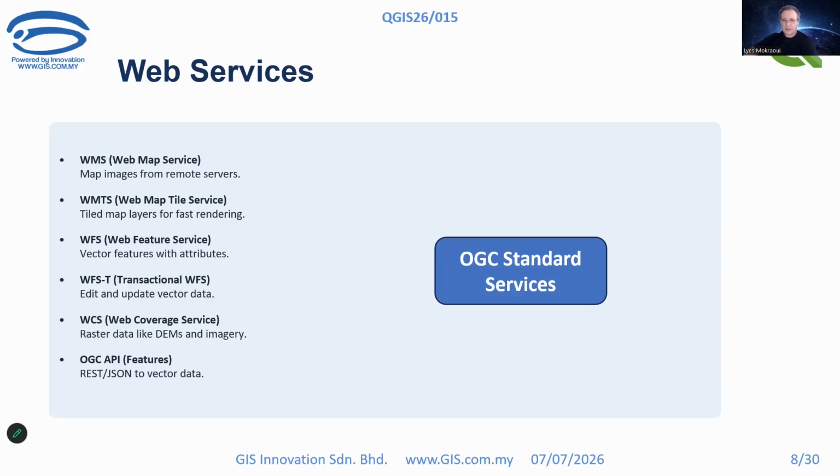WFS-T, or transactional WFS, allows you not only to stream or view your data, but also to edit your data. WCS, Web Coverage Service, is for raster data like DEM and imagery. And then you have OGC API, which is more on a feature basis. But we are not going to talk about the last two, not even WFS-T, we are going to concentrate more on the first three. Also, just to mention that all these are OGC standard services.